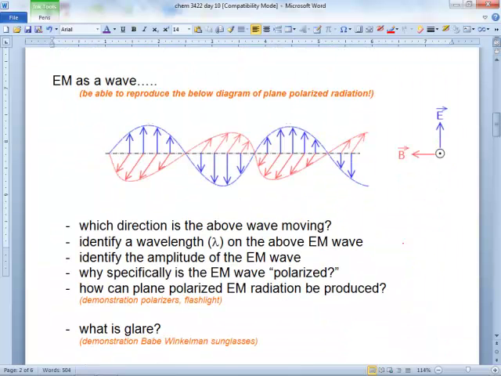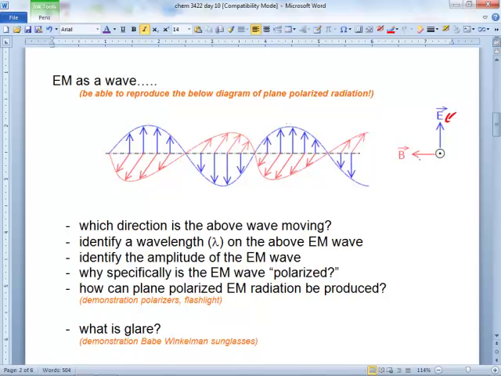Electromagnetic as a wave. Be able to reproduce this diagram of plane polarized radiation. Okay, so it looks like the blue is the electric field, B is the magnetic field. Just like before, the strength is the number of lines. So the strength is oscillating, right? Now you already have it sketched in there, so I don't need to give you time to do it.